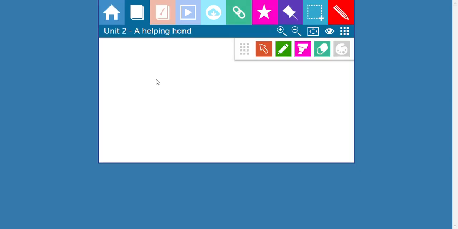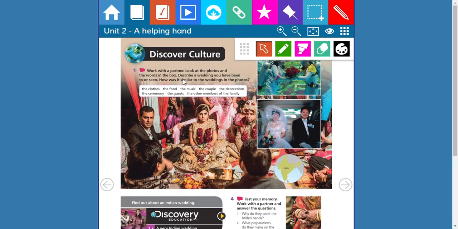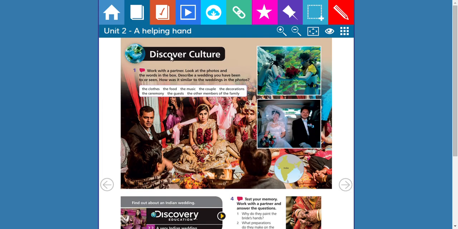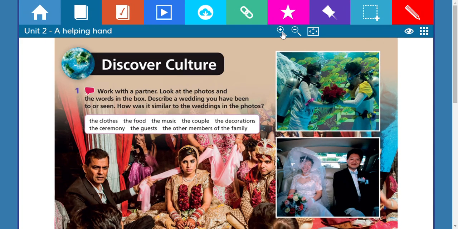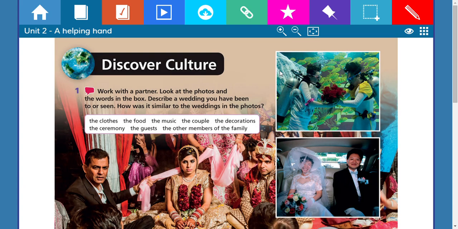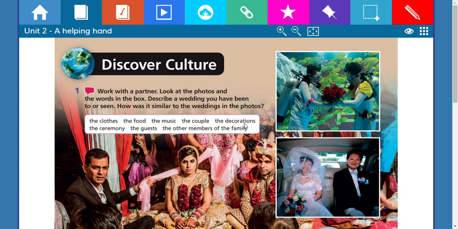We are on Unit 2, page 24. We're going to continue with this activity. On page 24, Discover Culture. Remember, Unit 2, a helping hand. First of all, we're going to use those pictures and you need to describe the pictures. Now there are three pictures. Number one is the big one, and there is a map also. It says India. Number two is this picture, and number three is this one.